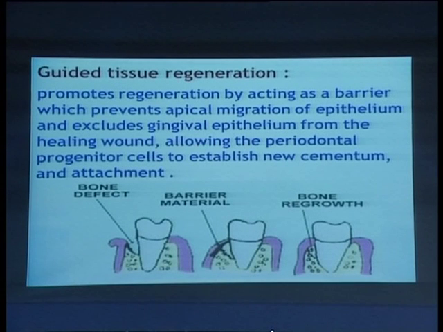Guided tissue regeneration is also indicated. It promotes regeneration by acting as a barrier which prevents apical migration of epithelium and excludes gingival epithelium from the healing wound. That allows the periodontal progenitor cells to establish new cementum and attachment.